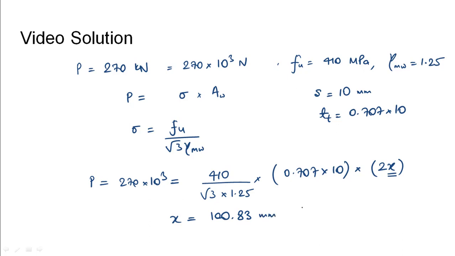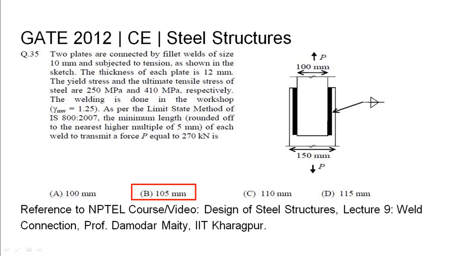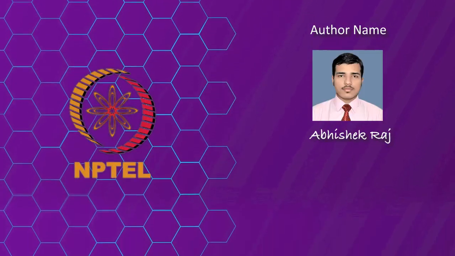Since the question instructs to round off the answer to the higher multiple of 5 mm, we can round it off to 105 millimeters. That will be the length of weld on each side. So the minimum length of each weld to transmit a force P equals 270 kilonewton is 105 mm, that is option B. The relevant NPTEL reference has been listed.